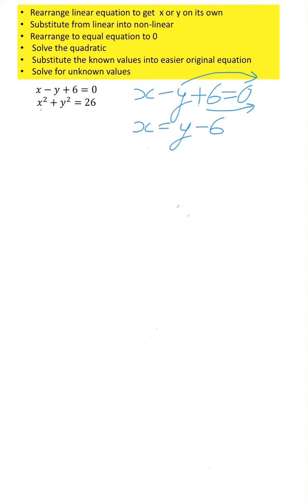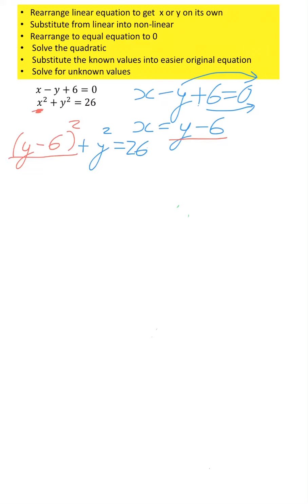So we have x is equal to y minus 6. If you look at the nonlinear equation, we also have an x there. So I'm going to replace this x with y minus 6. So that x is replaced with y minus 6 all squared. And then we still have the plus y squared equals 26. Okay, so now I need to expand this out.